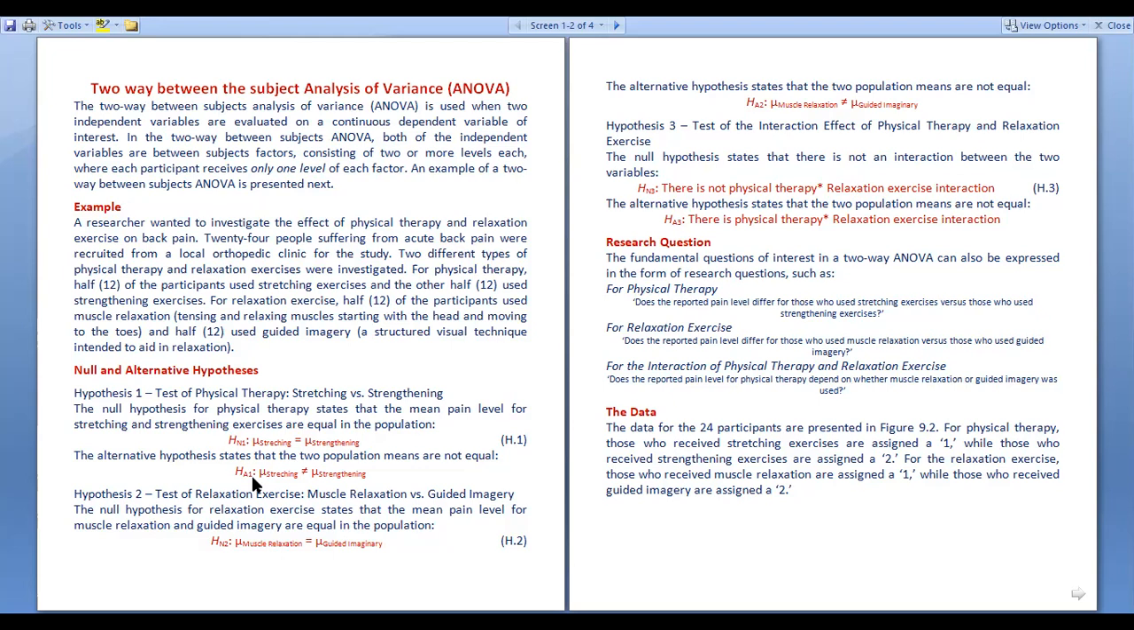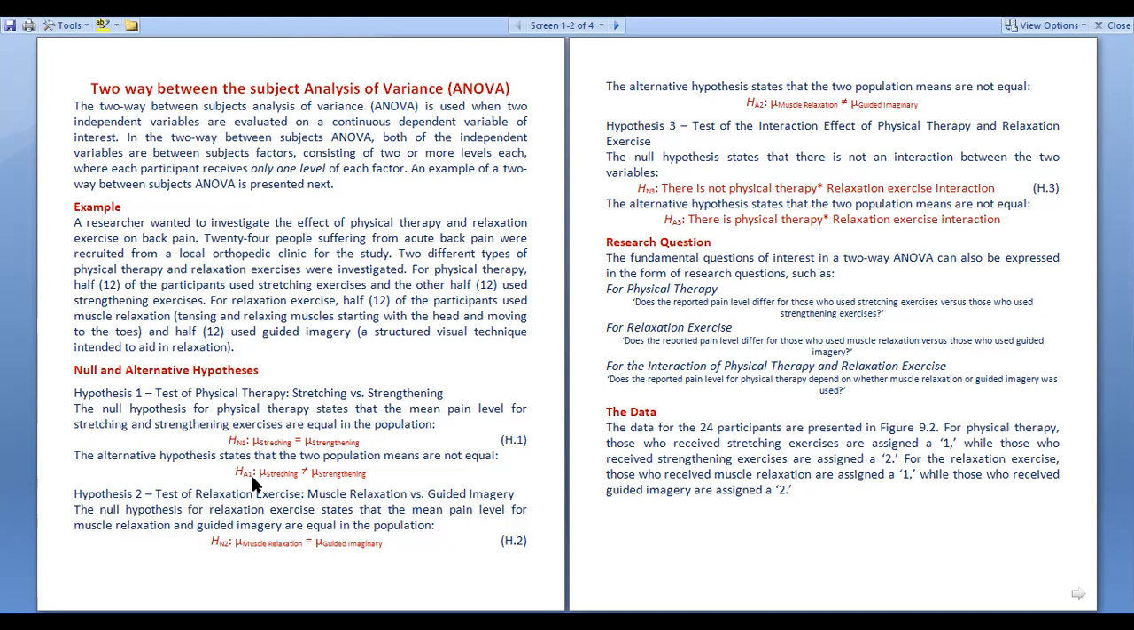Whereas if you look at the alternate hypothesis, it is HA2, which says mean muscle relaxation is not equal to mean guided imaginary. Now, if you look at this hypothesis, this means that there is a significant difference as far as the relaxation exercise, either muscle relaxation or guided imaginary is used, and the pain level of the patient. So that is hypothesis 1 and hypothesis 2 we have talked about, which were related to independent variable 1 and independent variable 2.